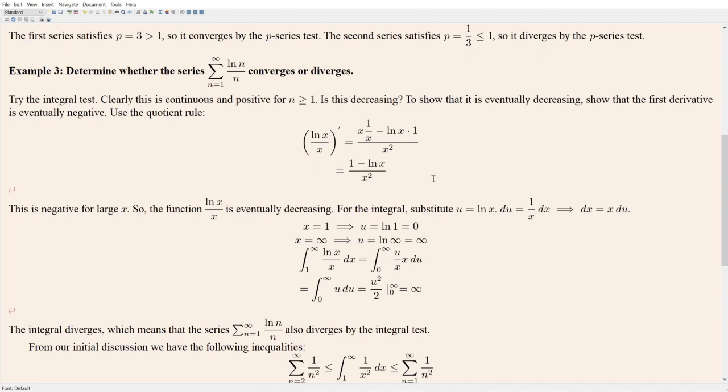Okay, yeah, so to show that it is decreasing, the worst that it could be is that you might need to take a derivative and show that that derivative is negative, but I think that's as bad as it's going to get.